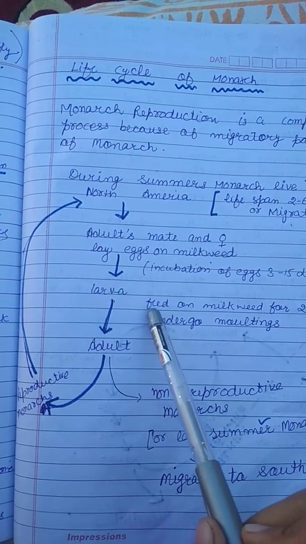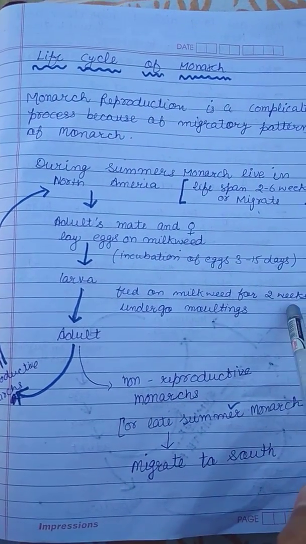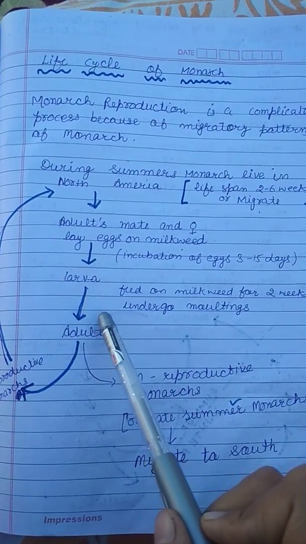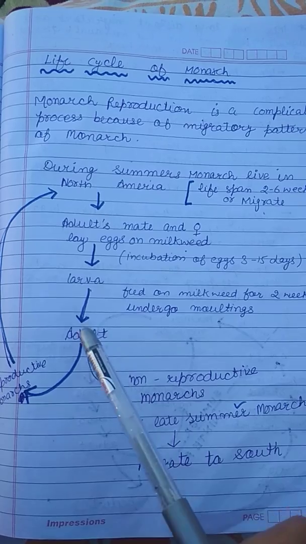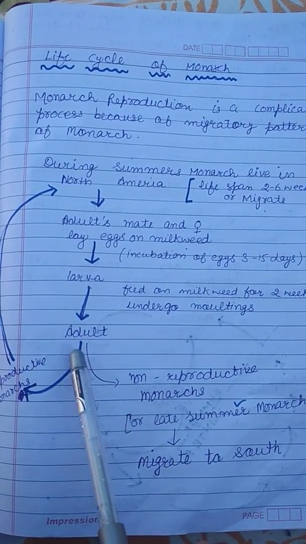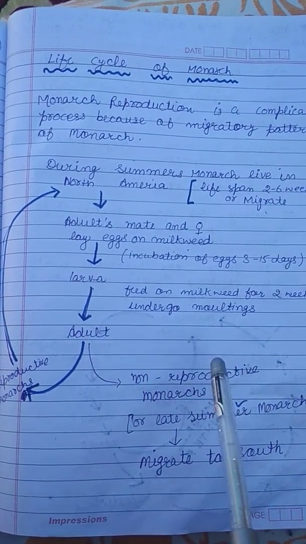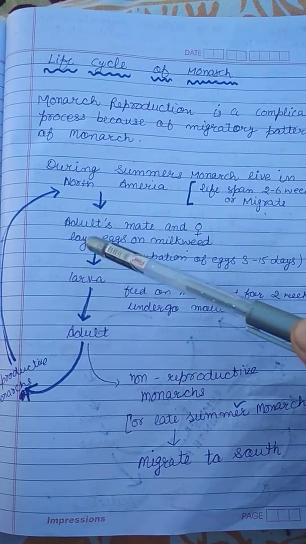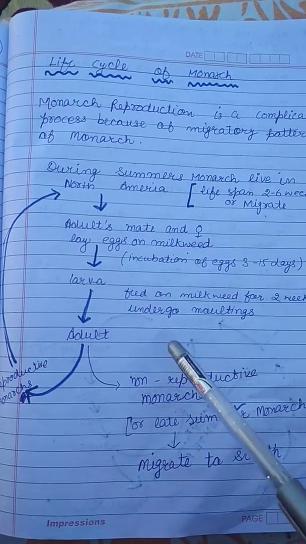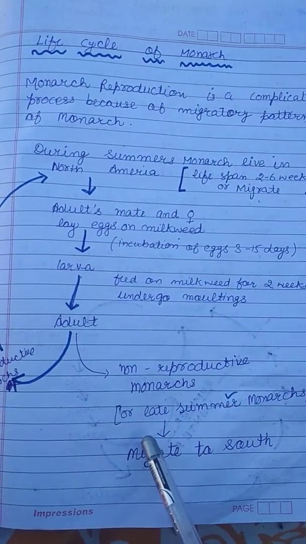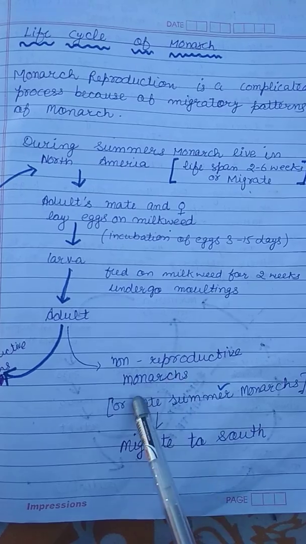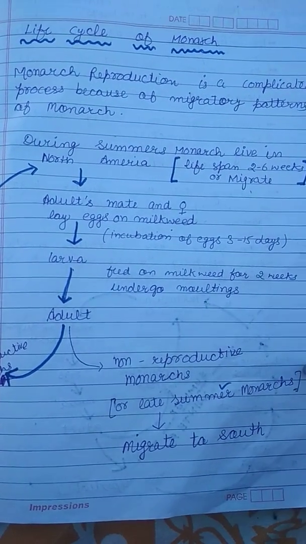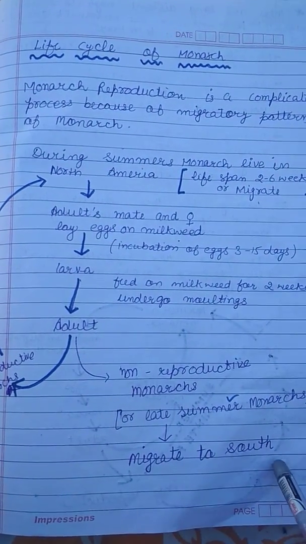After hatching, larvae feed on the milkweed for 2 weeks, then undergo molting. After molting, it emerges as an adult. Adults are of two types, the reproductive one and the non-reproductive one. The reproductive one completes their life cycle in the summer season with a lifespan of 2 to 6 weeks, whereas the non-reproductive monarchs are also known as the late summer monarchs. They are non-reproductive during the summer and reproductive during the spring. So they migrate to the south to tackle winter.